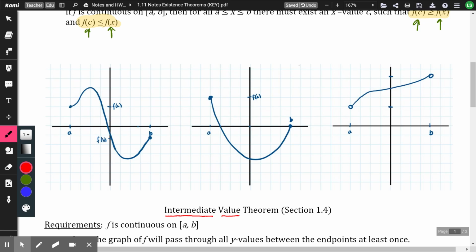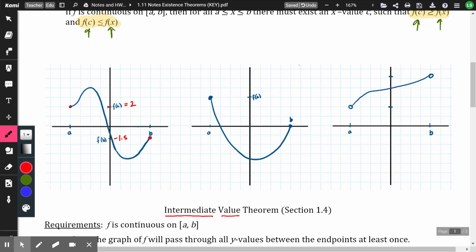So the intermediate value theorem is an existence theorem. It tells us that there are points that will exist that have specific y values, and those y values are going to be the values in between f of A and f of B. If we look at our three graphs up here, f of A right here has a value of about 2. f of B has a value of maybe negative 1.5.